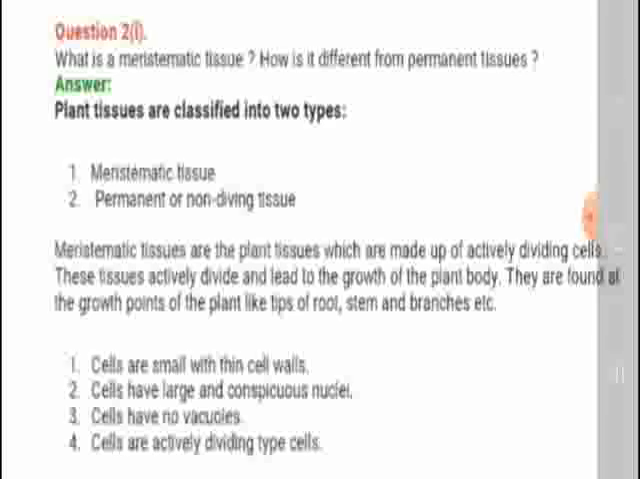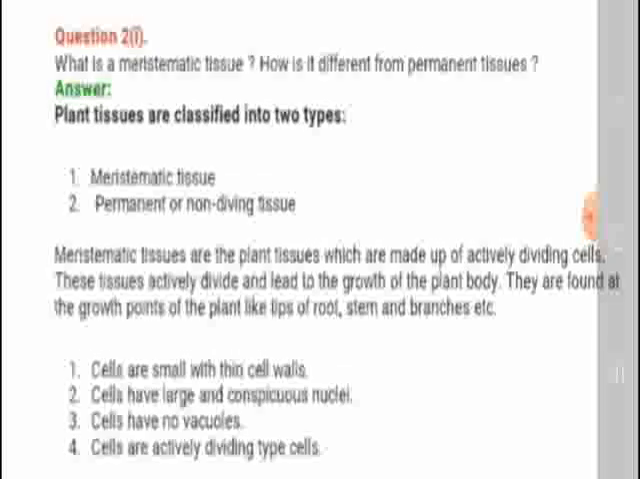Plant tissues are classified as meristem tissue and permanent tissue. Meristem tissues are plant tissues made up of actively dividing cells. Their cells are small with thin cell walls. Cells have large and conspicuous nuclei. Cells have no vacuole. Cells are actively dividing.